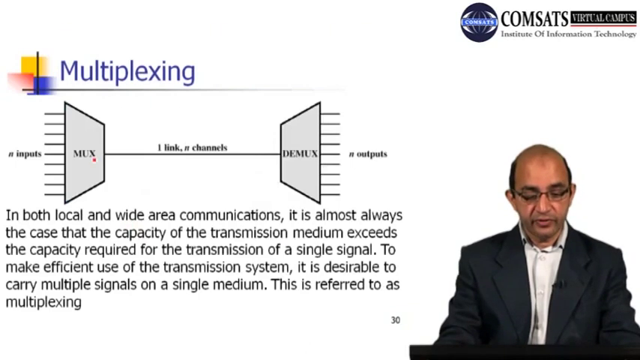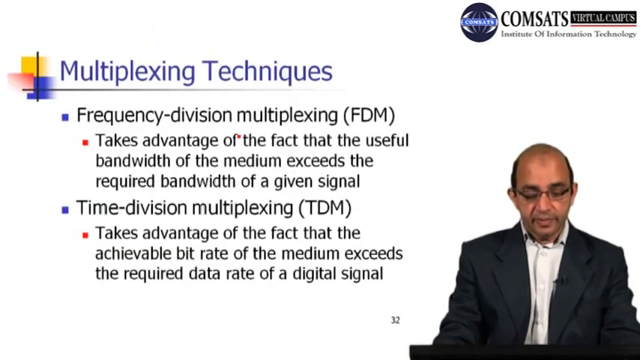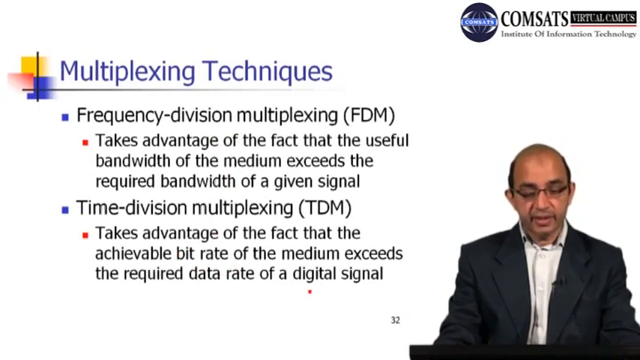So you can see that if I have a predefined time slot for all the n inputs, and then on the receiver side the same has to be done. It means the sender and the receiver have to be synchronized when we are multiplexing, provided the achievable bit rate of the medium exceeds the required data rate of a digital signal, right?